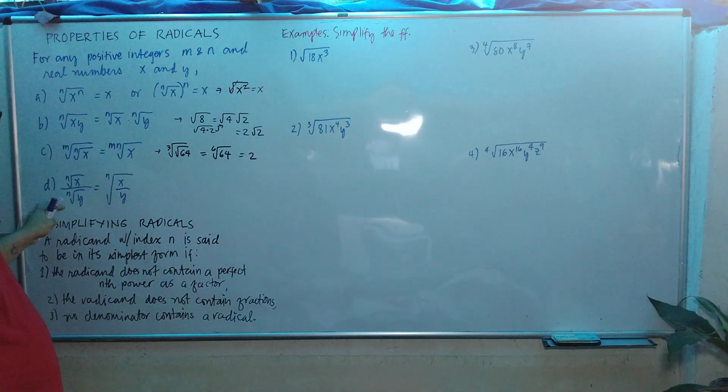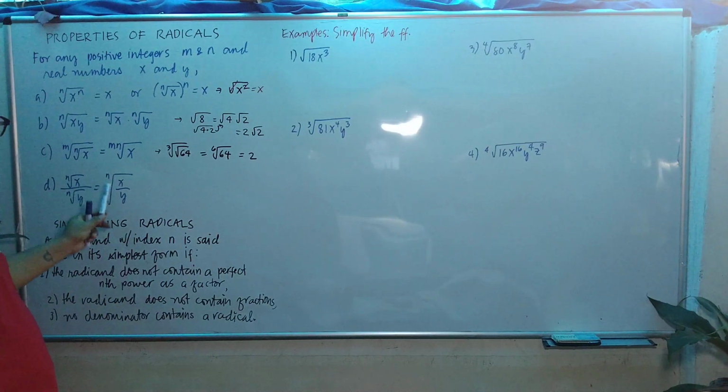Letter D. The nth root of x divided by the nth root of y can be written like this: the nth root of x over y. So we can also write it this way.